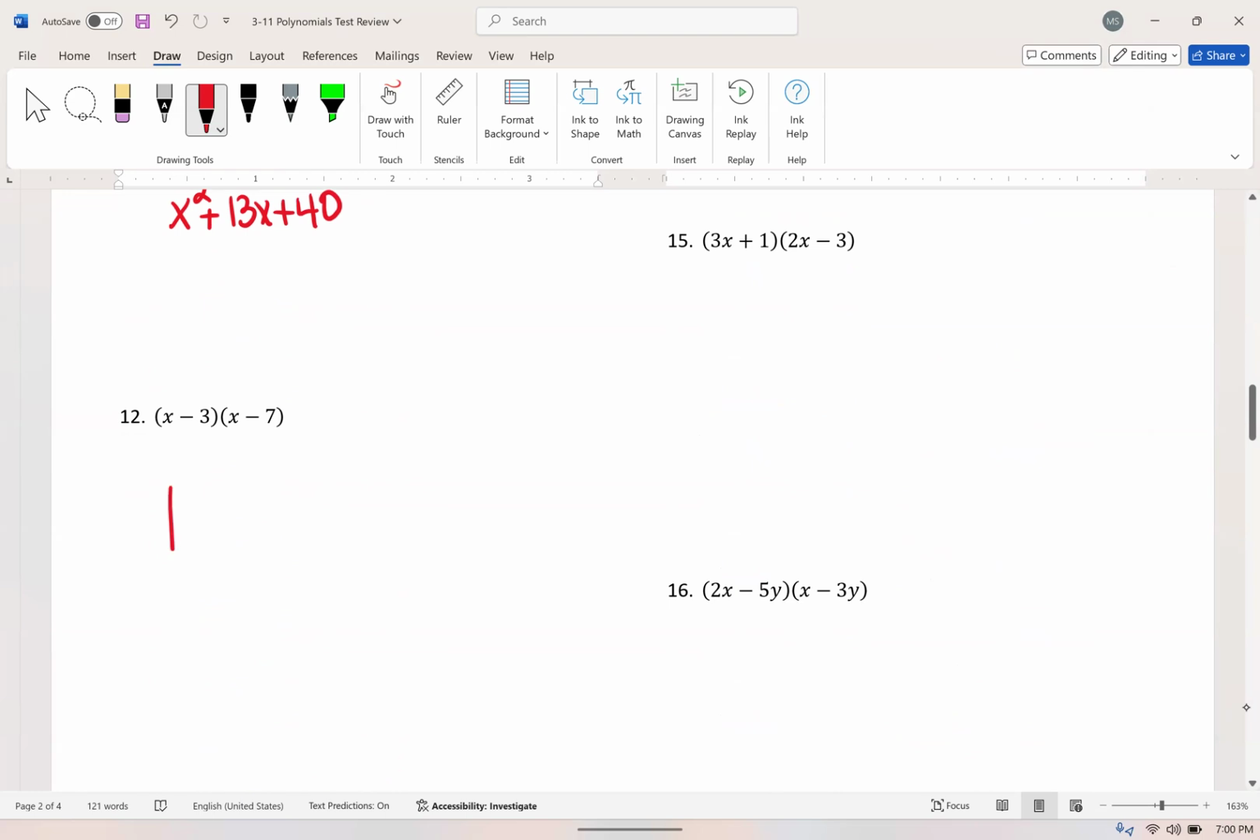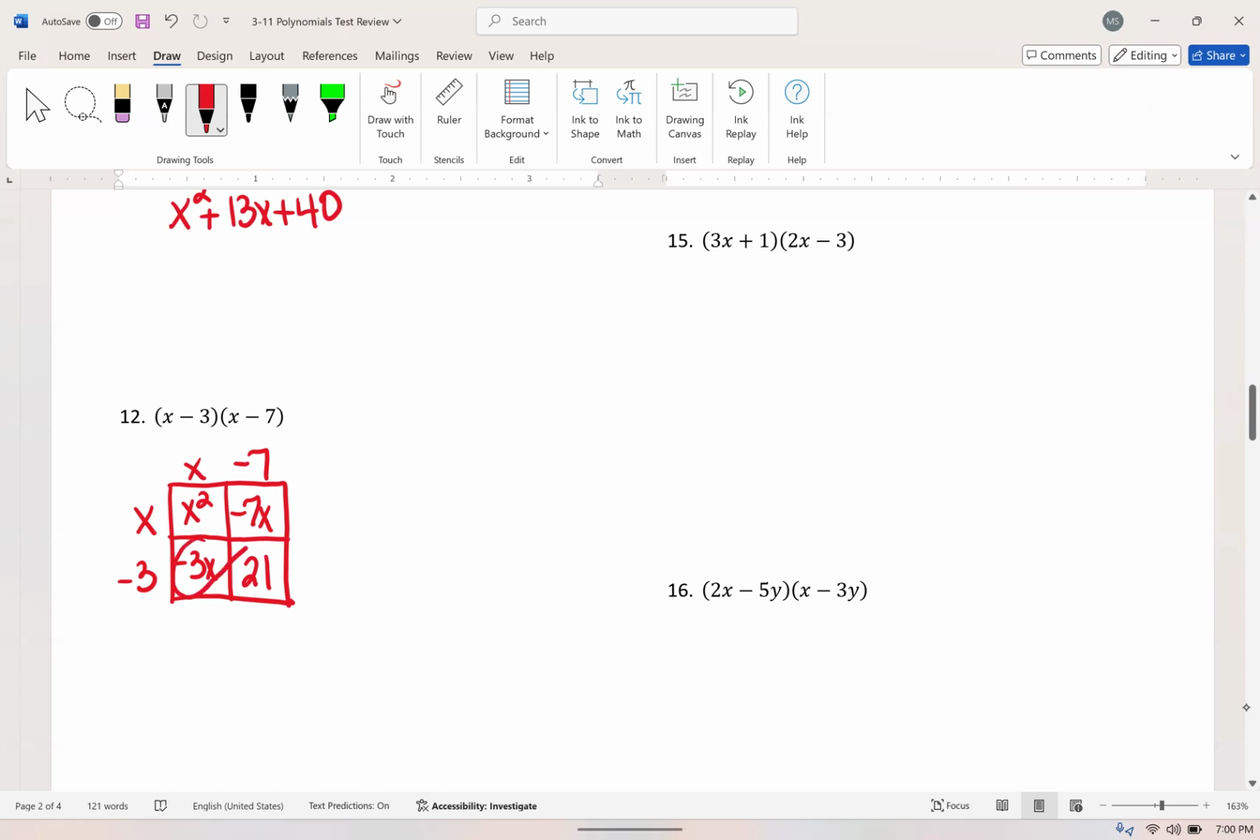So we're going to again make a box, two terms times two terms. So x minus 3 and x minus 7. X times x is x squared. X times negative 7 is negative 7x. Negative 3 times x is negative 3x. Negative 3 times negative 7 is positive 21.